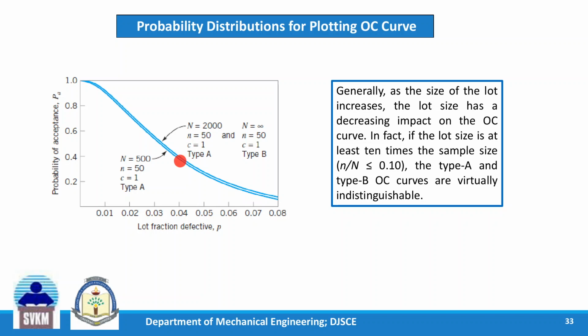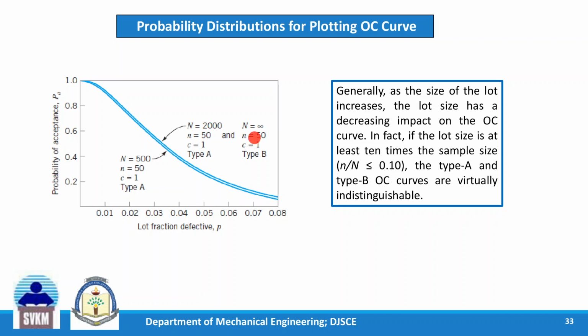These both are of type A. Type A means hypergeometric distribution. You can see that both are of type A. Compared to the first one, in the second one the lot size is more, but they are near about the same.